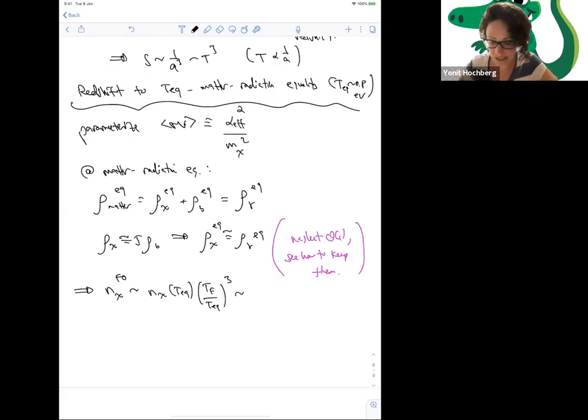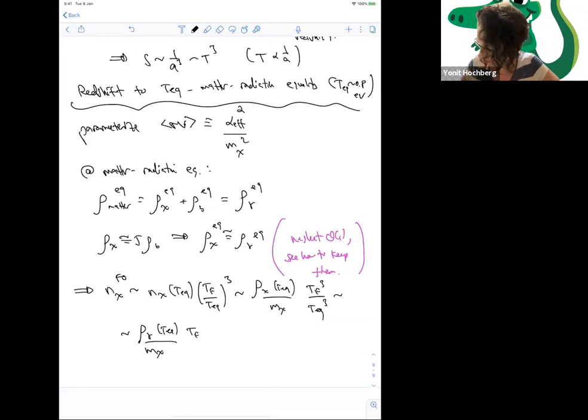Now, number density at T equality is energy density at T equality divided by the mass. And I just copy T freeze out cubed over T equality cubed. And now we're going to use what we said, that the energy density in dark matter at T equality is of order that in photons at T equality. Okay, so this is going to go like the energy density in photons at T equality over m chi. And again, I just copy over T_f cubed over T equality cubed.